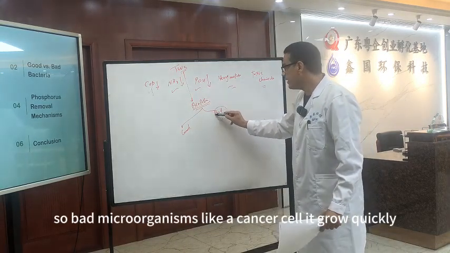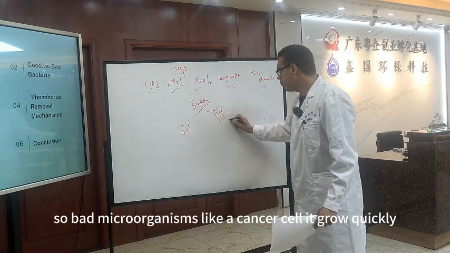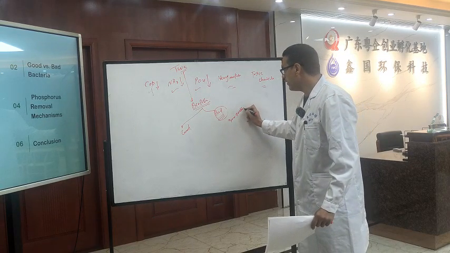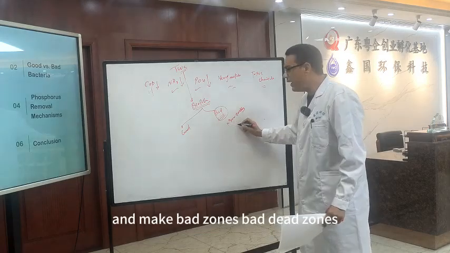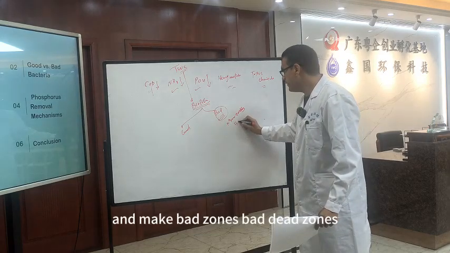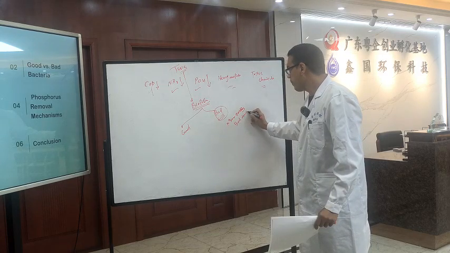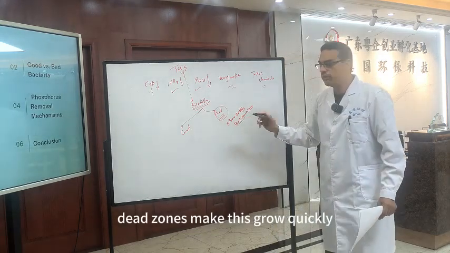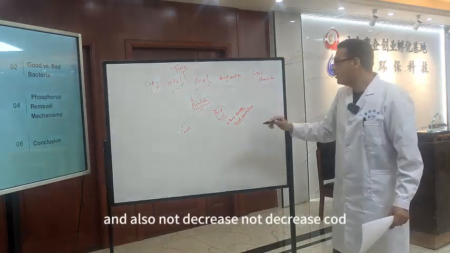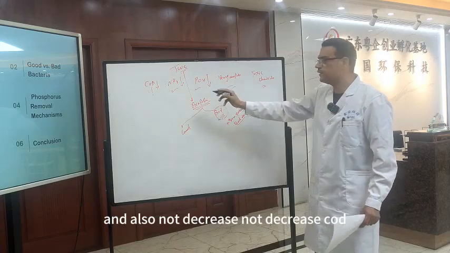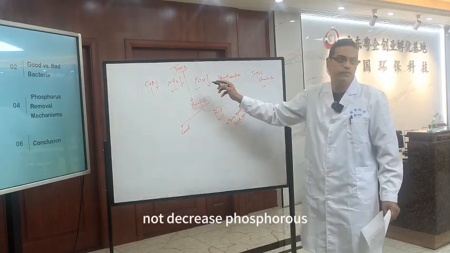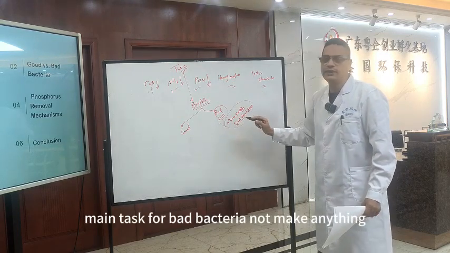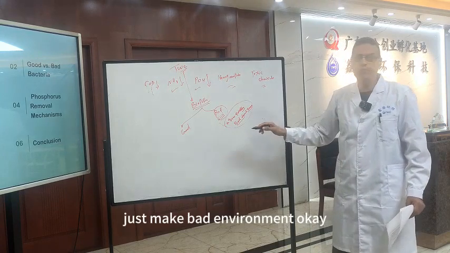So bad microorganisms are like a cancer cell, they grow quickly and make bad dead zones. Dead zones grow quickly and also do not decrease COD, ammonia, or phosphorus. So the main task for bad bacteria is not making anything, just making a bad environment.